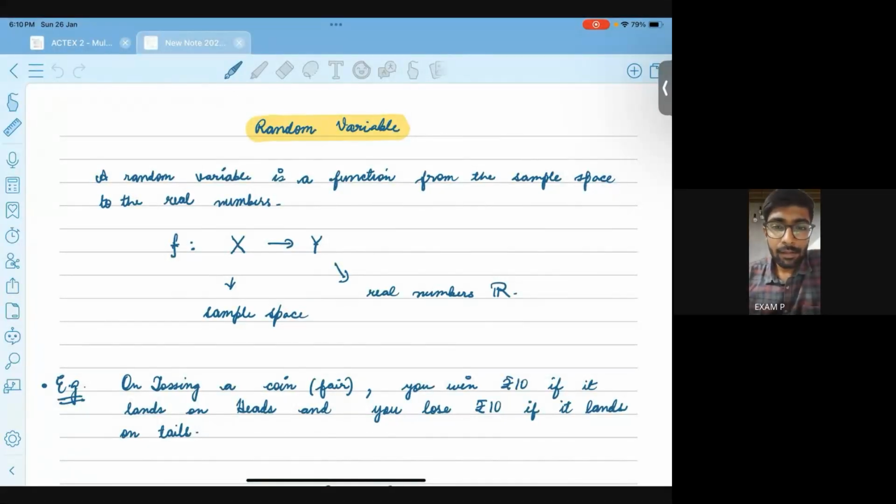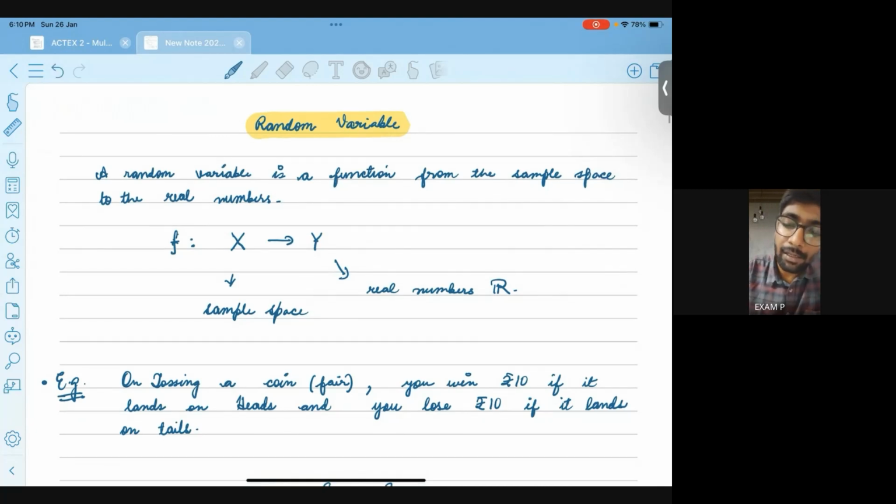Hello everyone. Today we'll be studying one concept from Exam P of SOA. Concept name is random variable. Let's see what it is. So, a random variable is a function from the sample space to the real numbers. So, it's basically a function, let's say we call it f, which goes from x, which is the sample space, to y, which is the real numbers set.